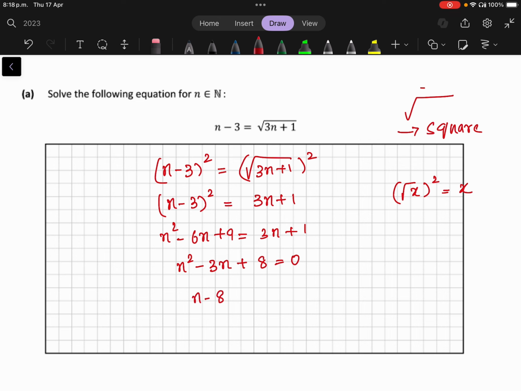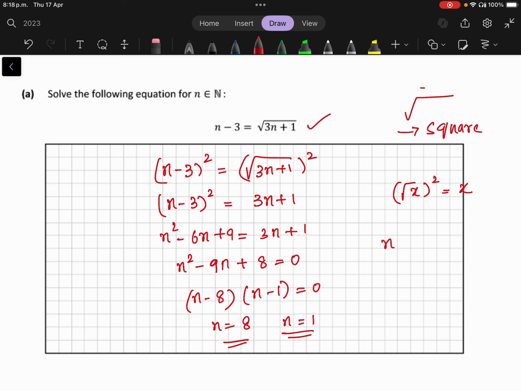So n square minus 9n, okay, not 3n, sorry, n square minus 9n. So n minus 8, n minus 1 is equal to 0. So n is equal to 8, n is equal to 1. Okay, now this is not enough. You have to substitute it back into this equation and see which one will work. So if I put n is equal to 8, this will work.